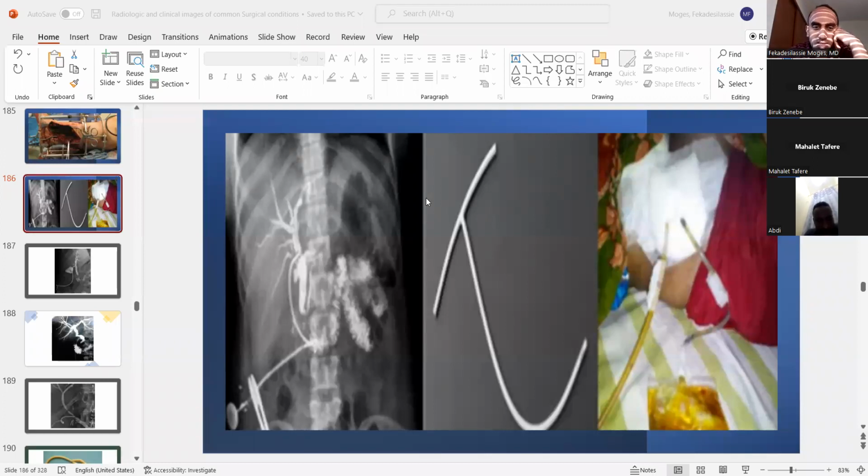Who knows this structure? This x-ray, which part of the body is imaged, and what is this structure down here, and what's going on here? If you respond fast we can cover a lot of topics and slides faster. Yes, excellent Biruk: a T-tube abdominal x-ray. You are right.